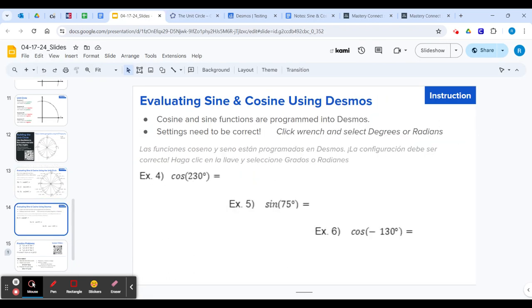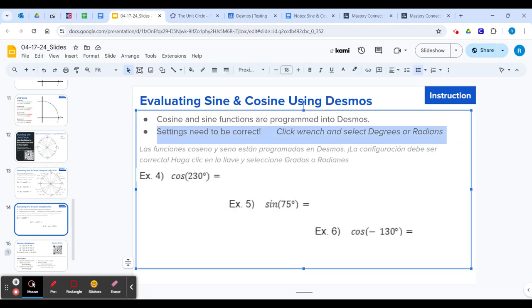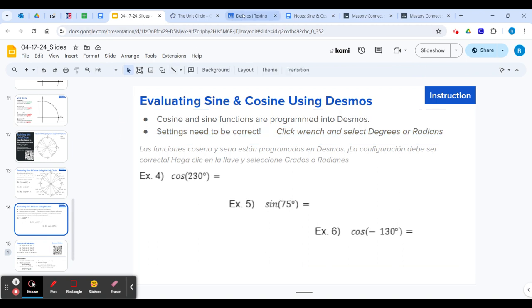So one thing to note before we go ahead through example 4, 5, and 6 and get into practice is that the settings need to be correct. That's important. Tomorrow we're going to learn about 2 different ways to measure angles. Today we're working in degrees, so we need to make sure that our Desmos setting is in degrees.